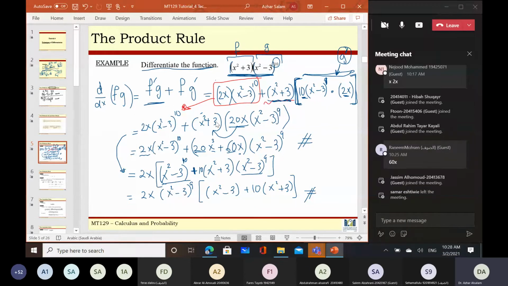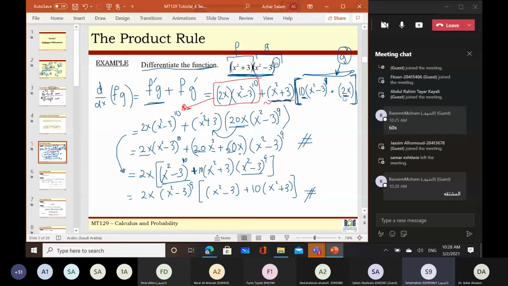بس أيوة. سؤال في أول فقرة اللي هي 2x اللي هي في جوا القوس بعدين x تربيع ناقص 3 أس 10. هذه من فين جات؟ يعني 2x من فين جات؟ تقصدي هذه؟ قصدك هذه؟ ولا تحت؟ لا اللي فوق الفقرة الأولى اللي أنت حاطة عليها مربع أحمر. قصدك هذه؟ هذه صح؟ هذه من المشتقة. This is the derivative.